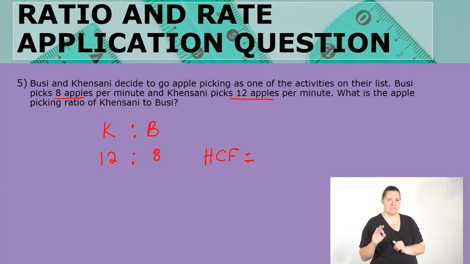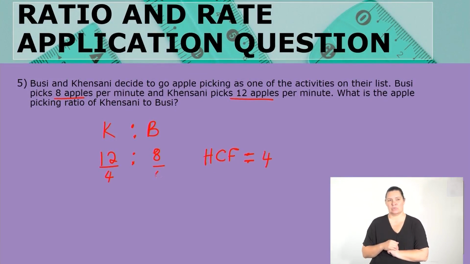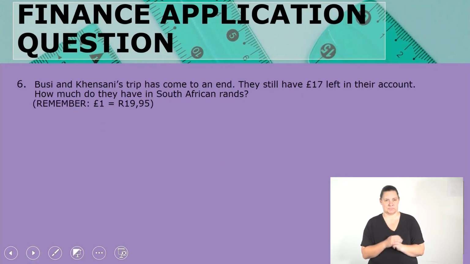Do you know what the highest common factor is between 12 and 8? Yes, you are correct. It is 4. So if we divide 12 by 4 and we divide 8 by 4, we have 3:2. Okay. Let's look at the next question.